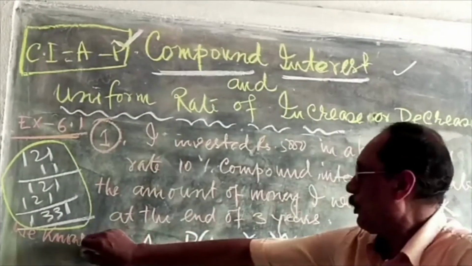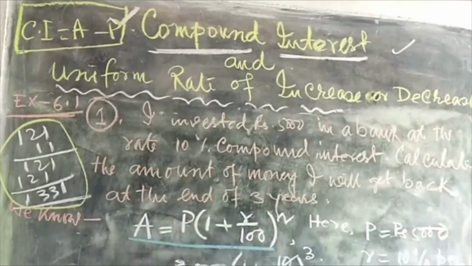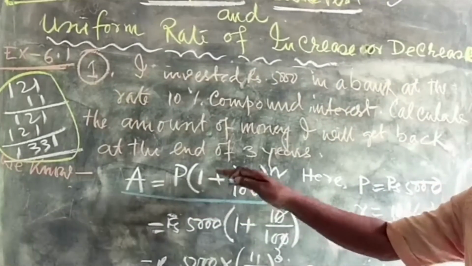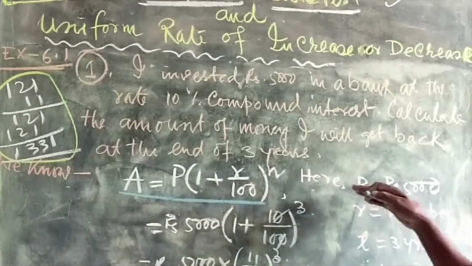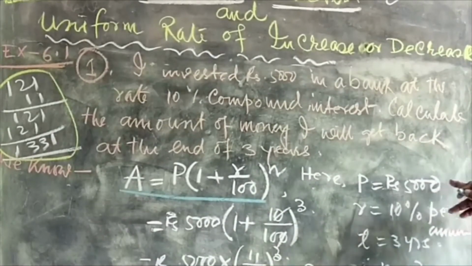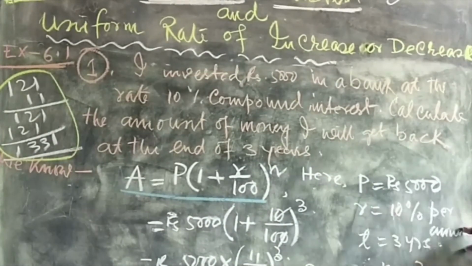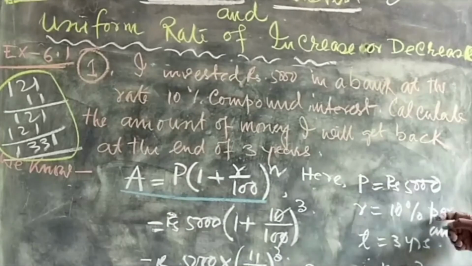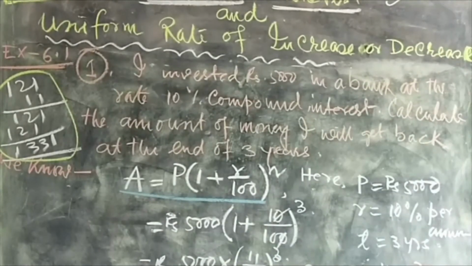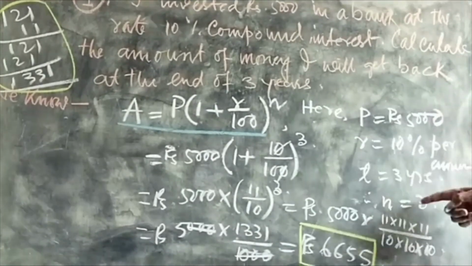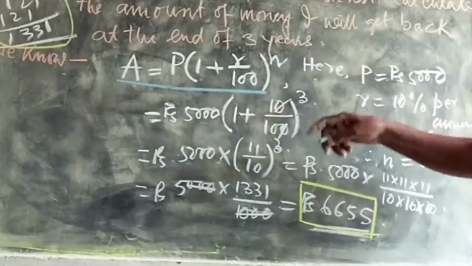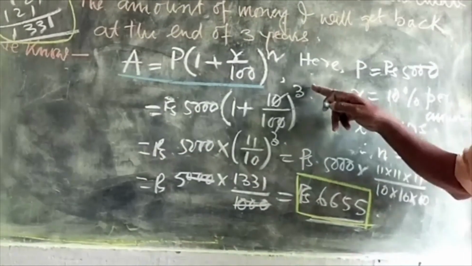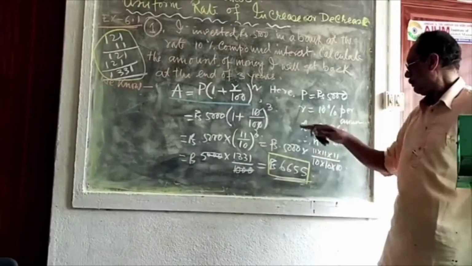So we know the formula for calculating amount on compound interest, that is A is equal to P into 1 plus R by 100 to the power n, where P is equal to rupees 5,000, R is equal to 10% per annum, time is 3 years. As it is compounded yearly, the number of conversion periods n is equal to 3. So putting these values of P, R and n in the formula, we write rupees 5,000 into 1 plus 10 by 100 to the power 3.